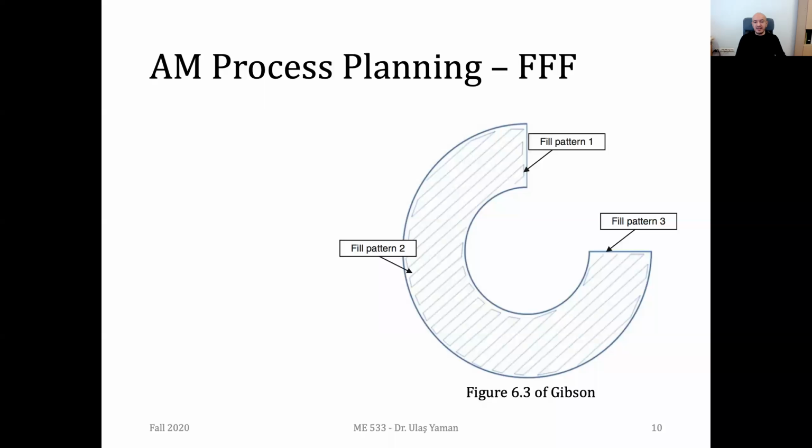Here you see a kind of a slice for a C shape. You see we have three different fill patterns. The first one is about the shell, and then we have some interior fill patterns. So what do you think? For which one can we have higher speeds? For the shells or for the interior?